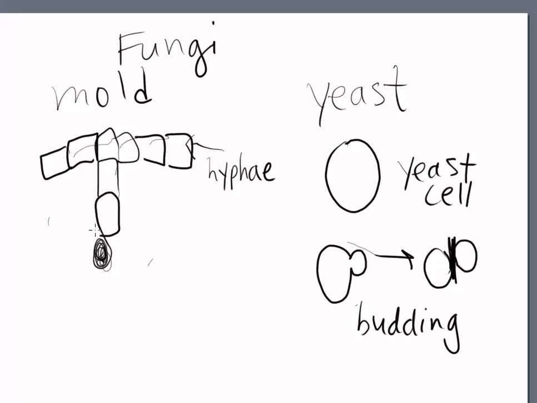So the individual cells are called hyphae, but the big branches themselves are called mycelium. And that's what you're seeing when you look down at your bread, the cottony thing. So they don't separate into individual cells. They stay all connected into giant organisms.